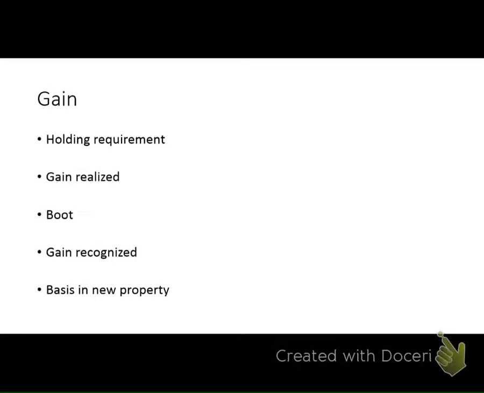All right, so we talked about the holding requirement. We know that you have to hold the property both before and after the transaction for productive use in a trade or business or for investment. We know the difference between gain realized and gain recognized. Gain realized is AR minus AB. 1001A tells us that gain realized is amount realized minus adjusted basis.